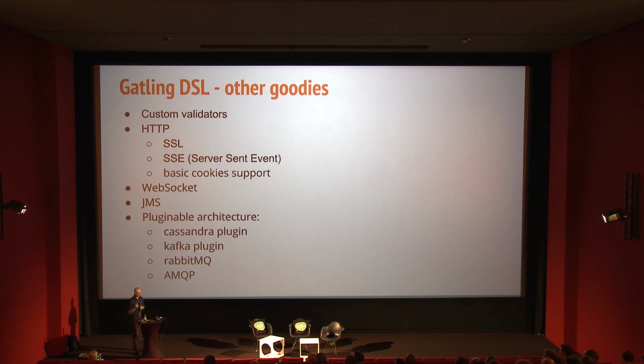Yes, you can use Gatling also for testing JMS systems. Actually, the whole architecture is quite pluggable. So thanks to community plugins, you can test Cassandra, Kafka. For example, my friend from SoftwareMill recently created a plugin for ZeroMQ because he needed to check the performance of this queue. So this proves that the project is not dead and the community is quite active.